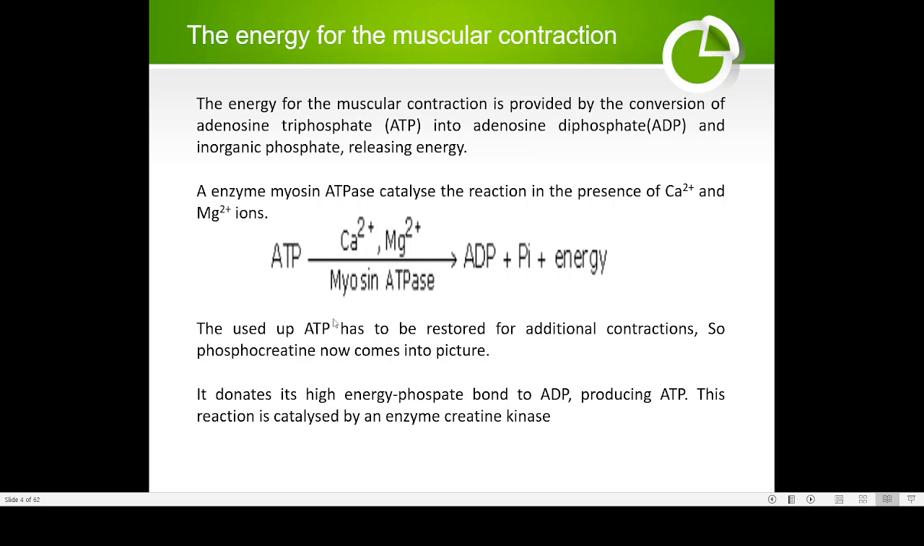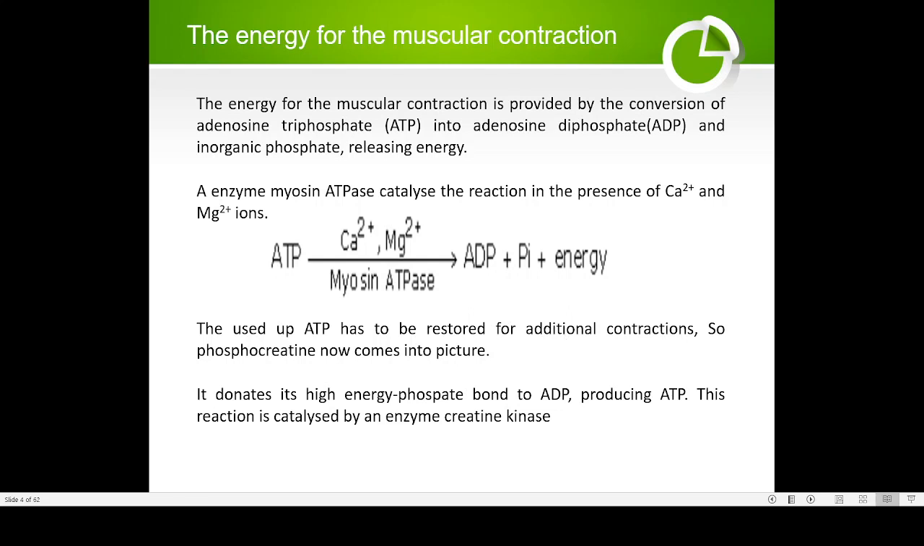So during every pulling action of actin into the myosin filament, a certain small amount of energy is utilized, and as a result ADP is formed. That ADP has to be converted back into ATP again. Only then can the next muscle contraction take place. So whatever ATP molecules are produced are utilized during a muscle contraction, and it has to be recreated.